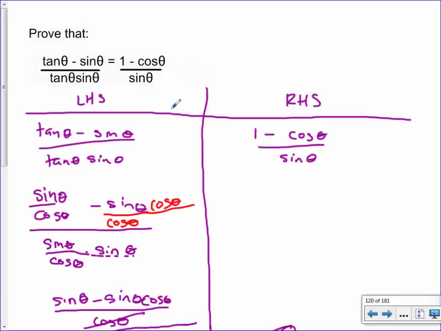Our goal here is not to solve for theta, because the point is that every theta in the world, like 1, 2, 3, 7.2, all of the numbers for x or theta should all work. So that's not our goal. Our goal is to prove that side A and side B are the same as each other.